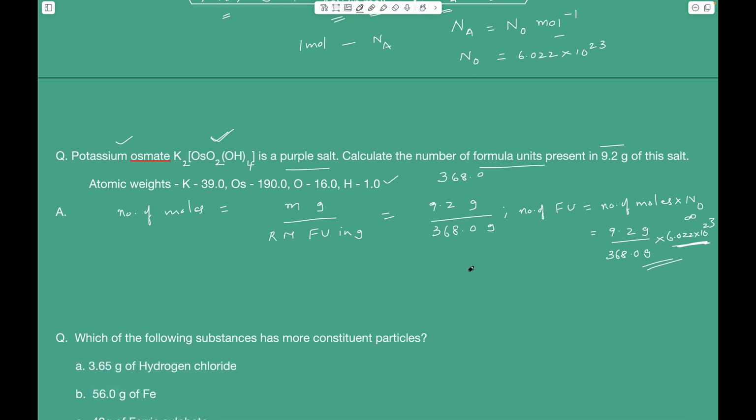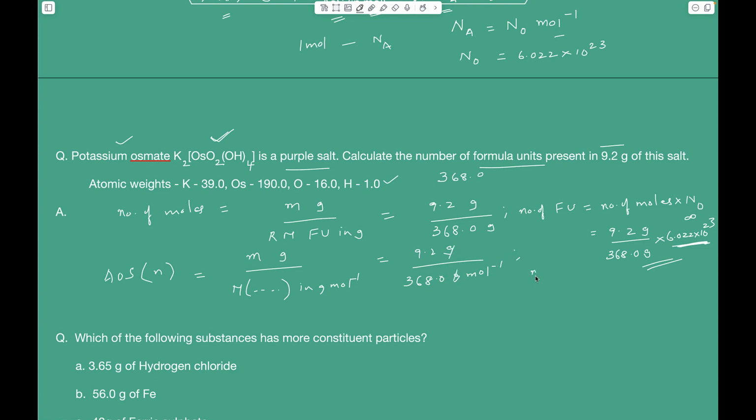Now if you want to answer this question using the physical quantity amount of substance denoted by small n, you can do that. For that, you have to divide the mass given with the molar mass of this substance expressed in gram per mole, and it becomes 9.2 grams over 368.0 gram per mole. So these units get cancelled.